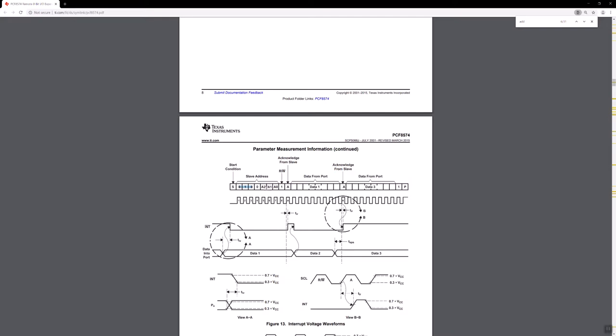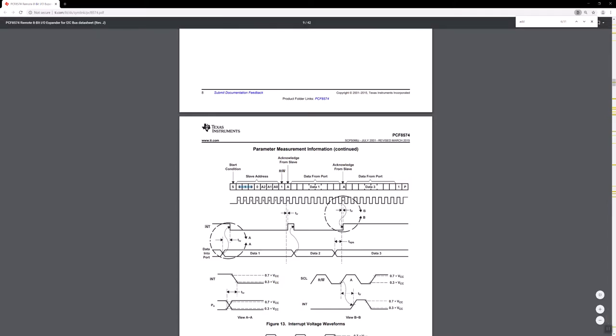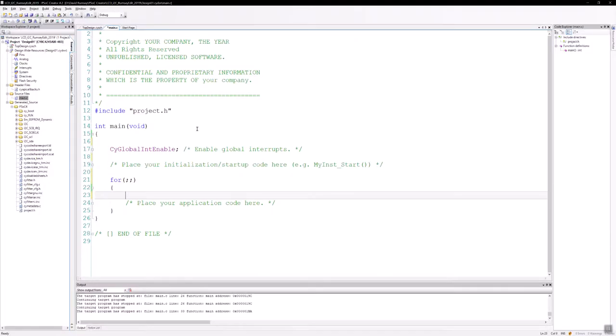Okay, well that's all well and good, but let's suppose that this was in a case and I didn't have easy access to being able to probe those address pins in order to determine what the slave address is. So now I'm running into problems. How do I determine the slave address? Well, this is where we can turn back to the PSoC Creator and actually create a program that's going to tell us what the address is.